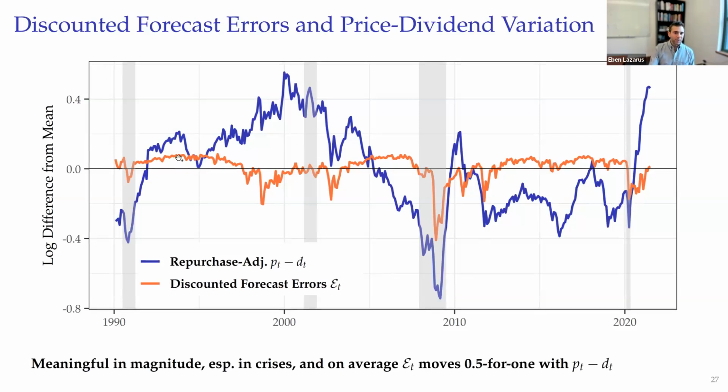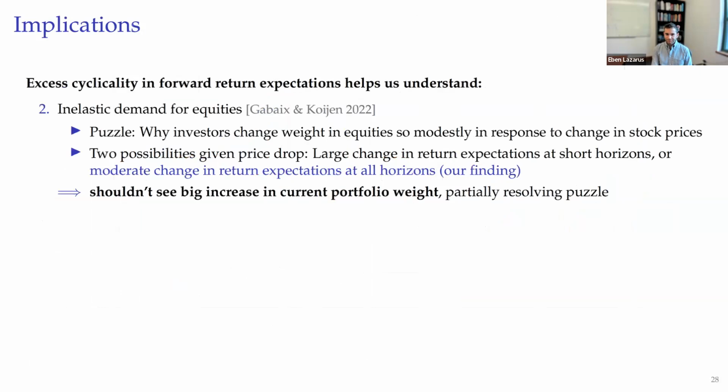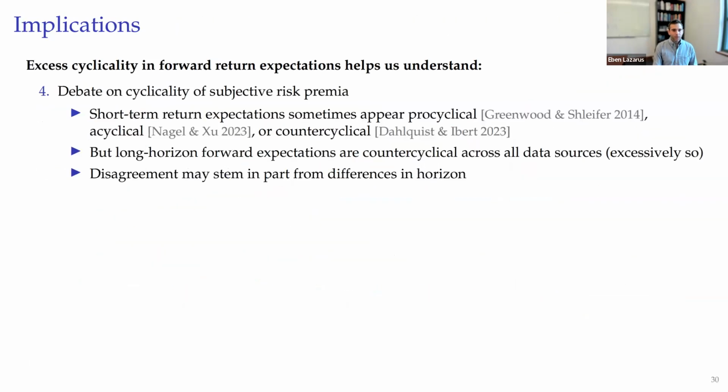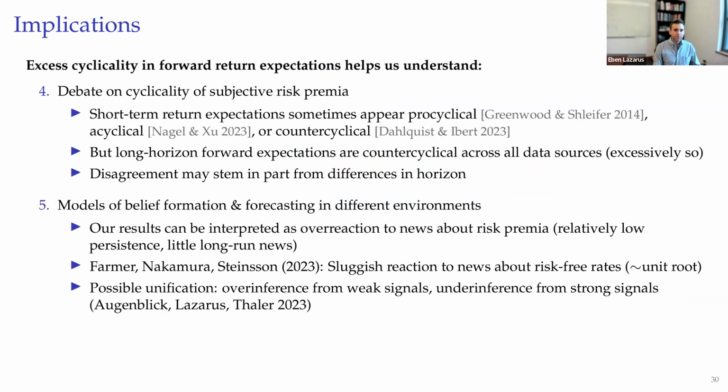Now, this does not explain all of the variation in the price dividend ratio, of course, but we think it's meaningful in magnitude, especially during crises. Again, I'm happy to talk through these other implications if there are questions on them; in the interest of time, I'll skip over them. We think this matters for understanding, at least in part, inelastic demand for equities, facts about the equity term structure from dividend claims, as well as speaking directly to the cyclicality of subjective risk premia.